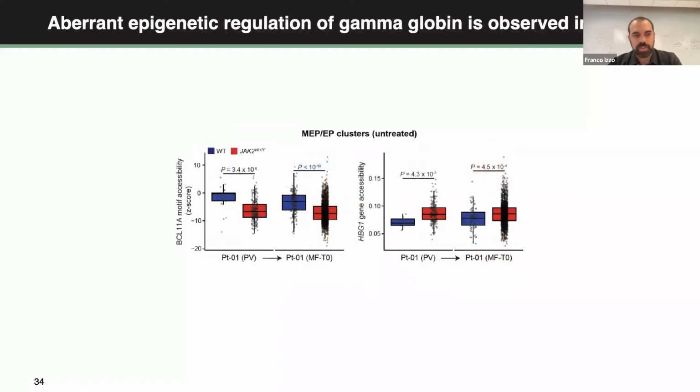Again, by leveraging the longitudinal sample, we show that both the decrease in BCL11A and the increase in the HBG1 gene accessibility is already observed in PV way before there is a progression towards myelofibrosis.